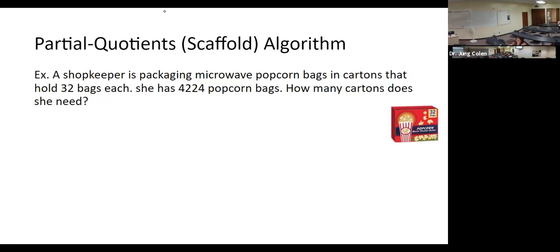So for example, a shopkeeper is packaging microwave bags in cartons, 32 bags each. So in one carton, you can put 32 popcorn bags. She has 4,224 popcorn bags. How many cartons does she need? We know how to do this division using the standard algorithm or repeated subtraction or partition. But let's think about partial quotient. So we know this situation we're gonna do 4,224 divided by 32, right? So I will show you how to do the partial quotient.